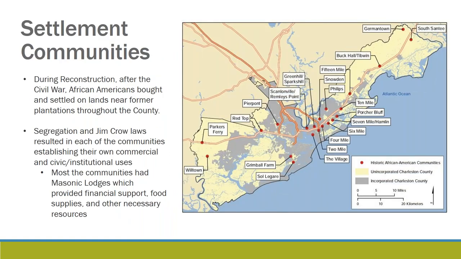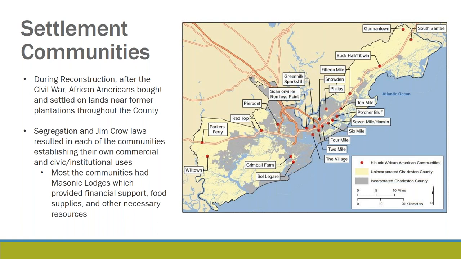And so what are the settlement communities? Following emancipation in Charleston County, the Gullah Geechee African Americans were finally able to purchase their own lands. And many of these groups settled near former plantations, often near waterways and agricultural lands. And so you'll see on this map that Charleston County has a band of settlement communities stretching from the northern end of the county near the Santee River down towards the Edisto River in the south.